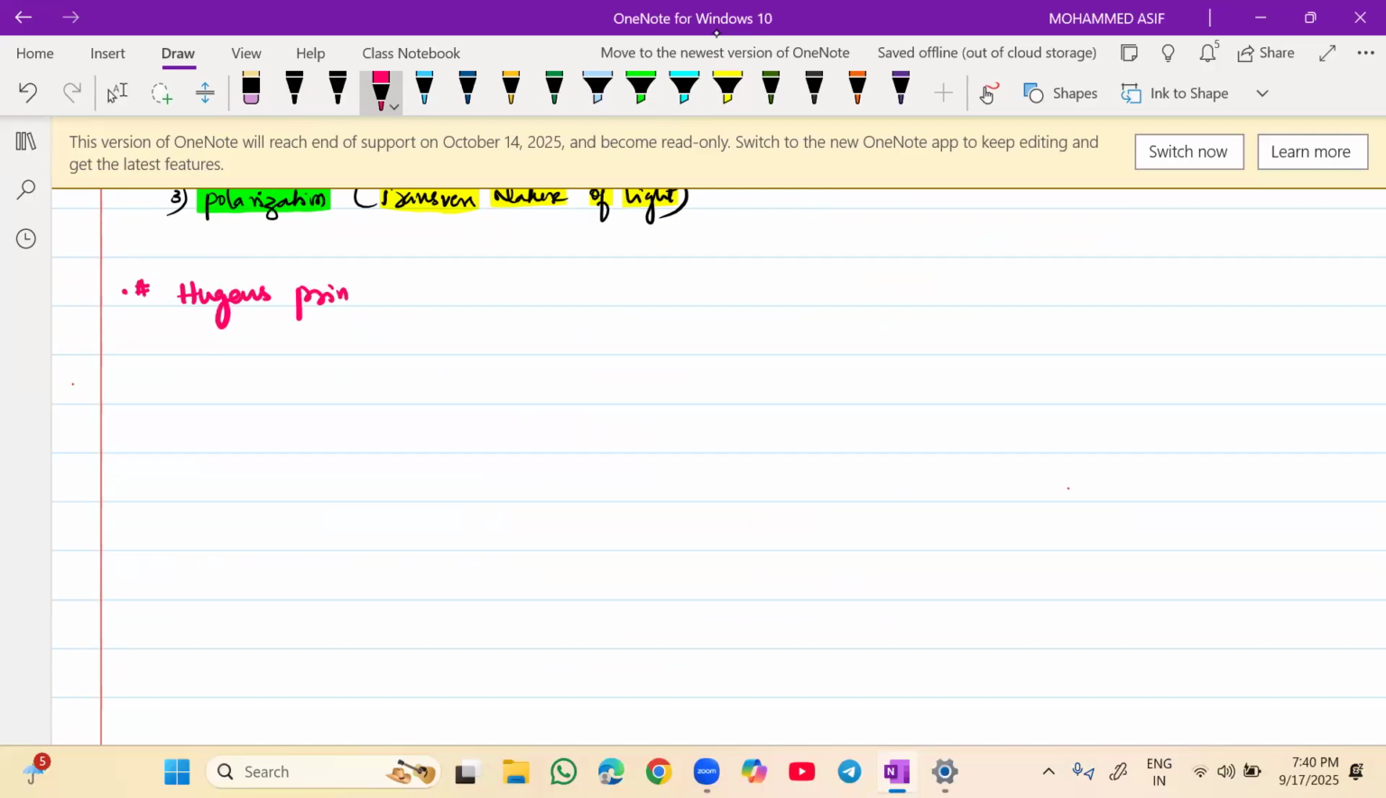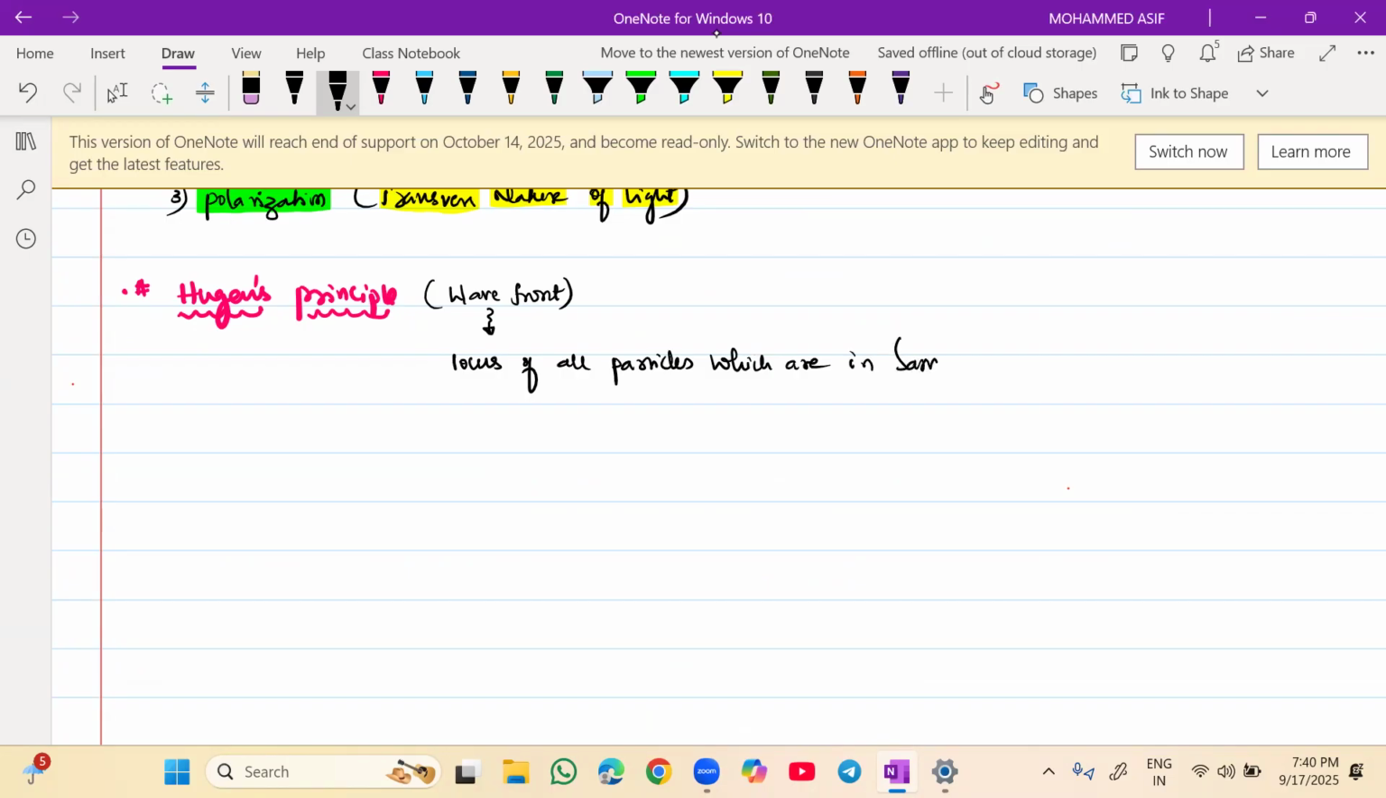Huygens principle. In Huygens principle, the first thing we need to remember is the wavefront. It gives me the concept of the wavefront. Can anyone define for me what is a wavefront? Wavefront is nothing but what? Locus of all particles which are in the same state of vibration. Am I clear? That means they are having the same phase.